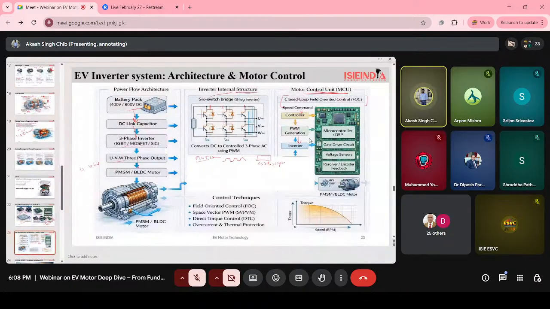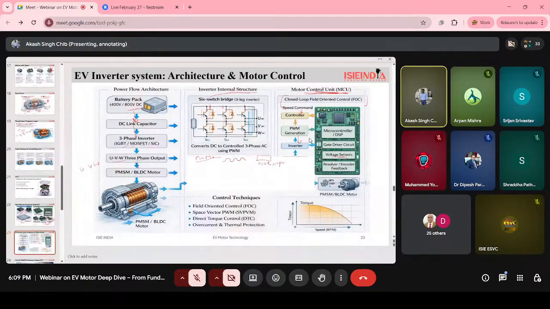Okay, then comes the voltage sensors. Some voltage sensors are also used in the microcontroller. Basically it helps to measure the DC bus voltage, and it gives the feedback control. Okay. Then the resolver we have discussed. It provides the motor position, because field oriented control needs to know the angle of the rotor accurately.